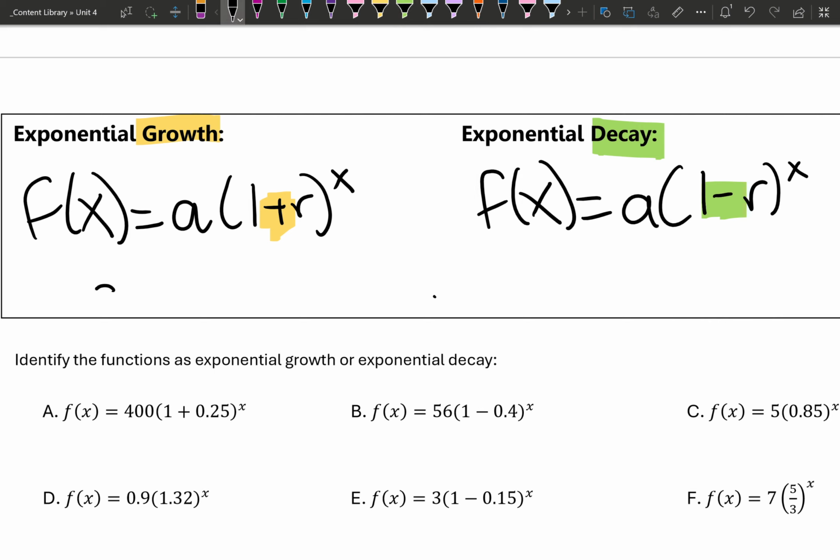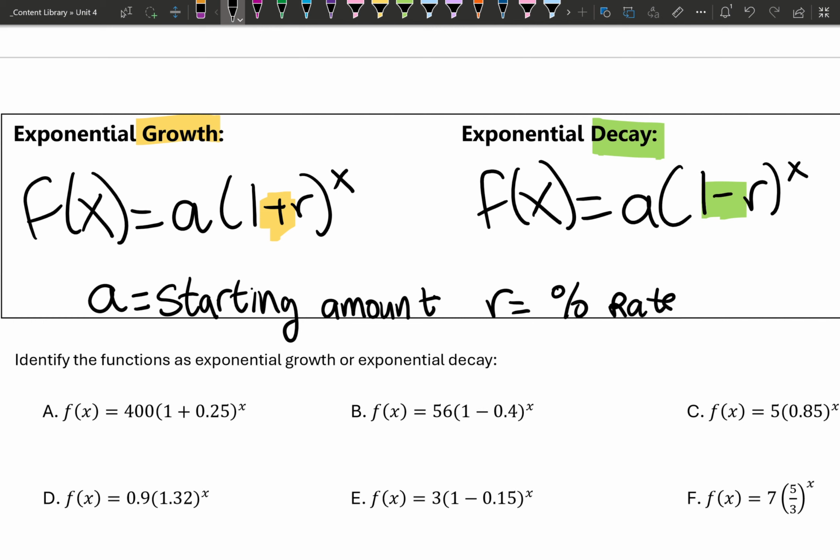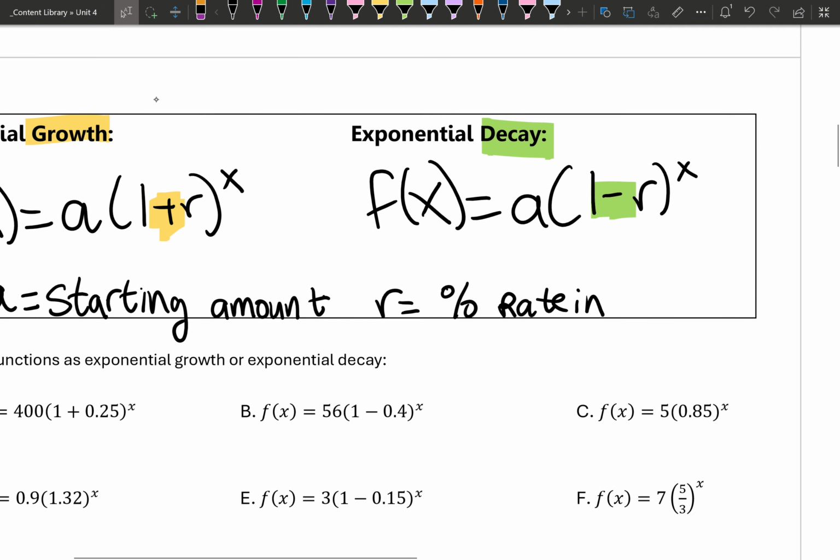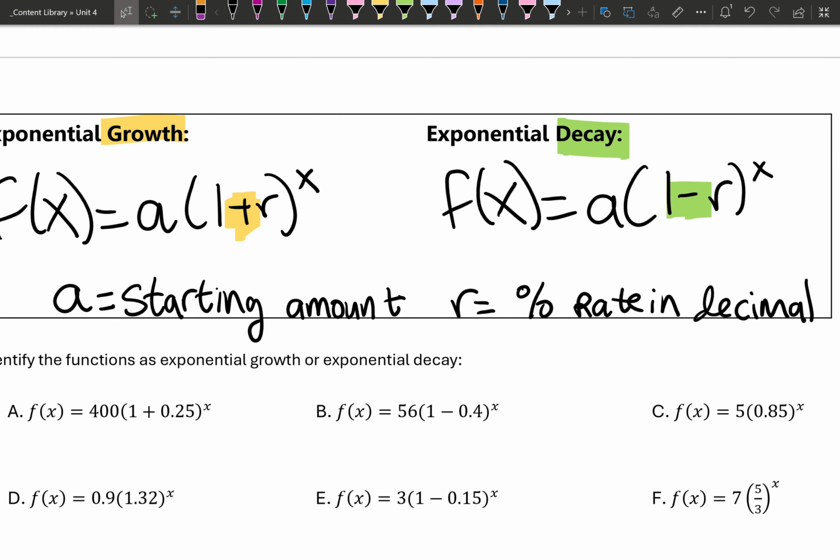Now what do these letters mean? In our function, a is going to represent the starting amount, and r is going to be our percent rate in decimal. That is not how you spell decimal. Wow. There's a C in there. There you go. So that's all we really need to know: the starting amount and the rate as a decimal.